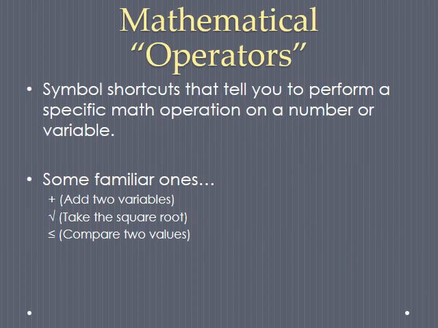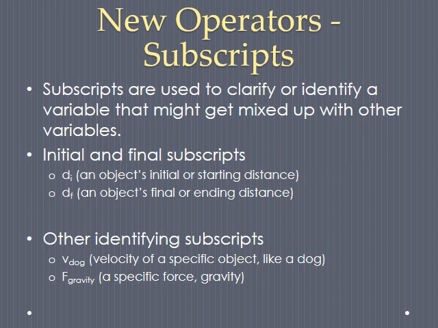Mathematical operators are little symbol shortcuts that tell you to perform a specific math operation on a number or a variable. You are actually familiar with lots of these. You've been using them in your math classes and your science classes for a long time. So, for example, a plus sign adds two variables, a minus sign subtracts. Square root takes the square root, and a less than or equal to sign compares two values. Now we're going to talk about some new operators that you may or may not have seen before.